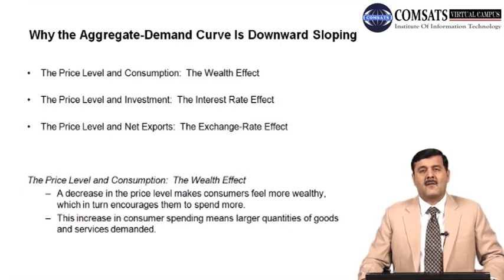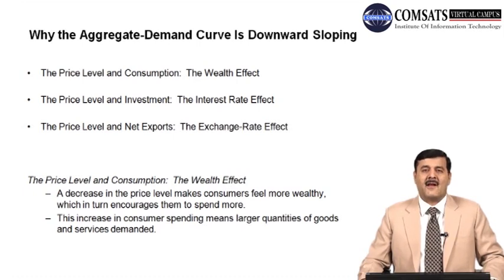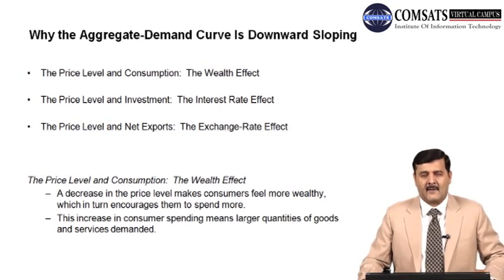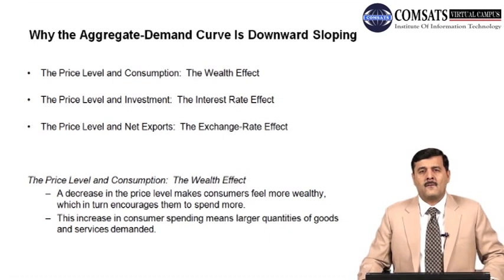So this is known as the wealth effect. Second is the price level and the investment. This is known as the interest rate effect. The third is the price level and the net export. This is known as the real exchange effect. So there are three effects that can explain the phenomenon of the downward sloping demand curve. One is the wealth effect, second is the interest rate effect, third is the exchange rate effect. Now we'll try to explain one by one.